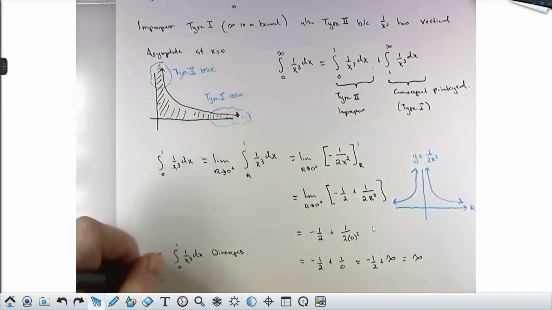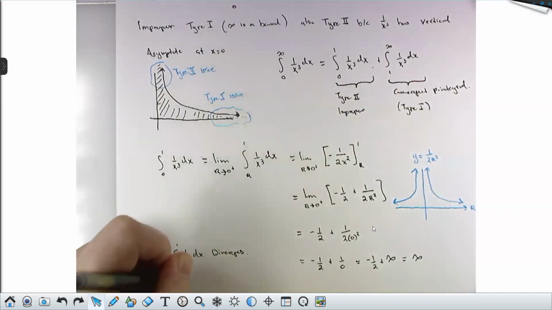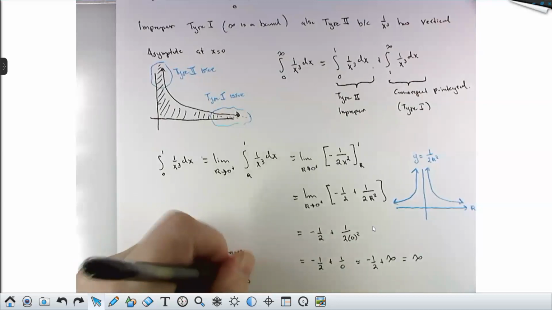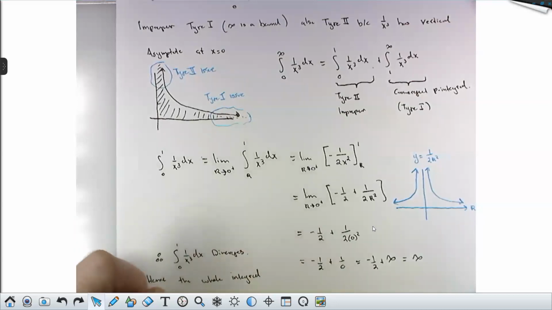Hence, the whole integral 0 to infinity 1 over x cubed dx is divergent.